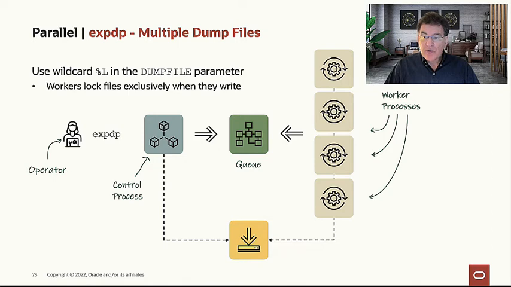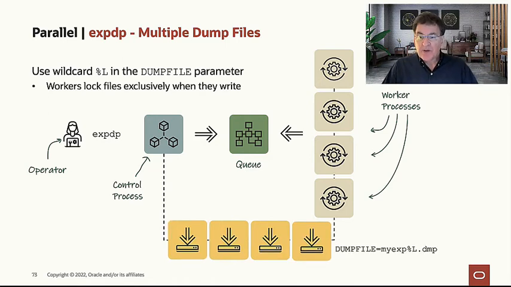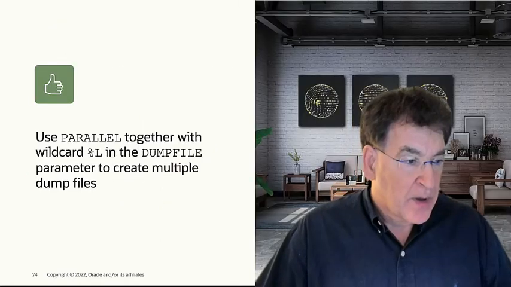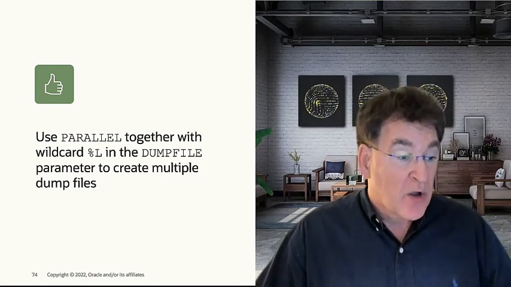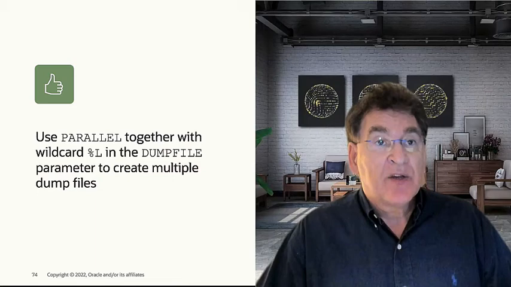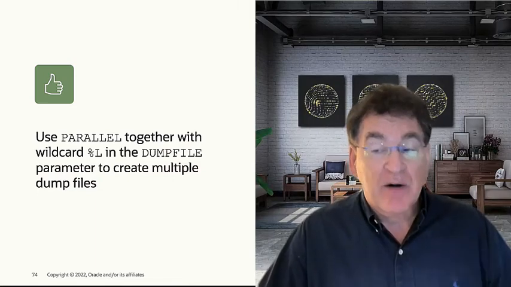Now, if you're going to use parallelism, then you also need to specify multiple dump files for the parallel throughput. Now, the easiest way to specify a dump file set is to use the %L wildcard character in the dump file name. Having multiple dump files avoids file locks, since a worker will lock the dump file exclusively when it writes to it. And using parallel or degree of parallelism along with the wildcard in dump file is necessary to have parallel throughput.